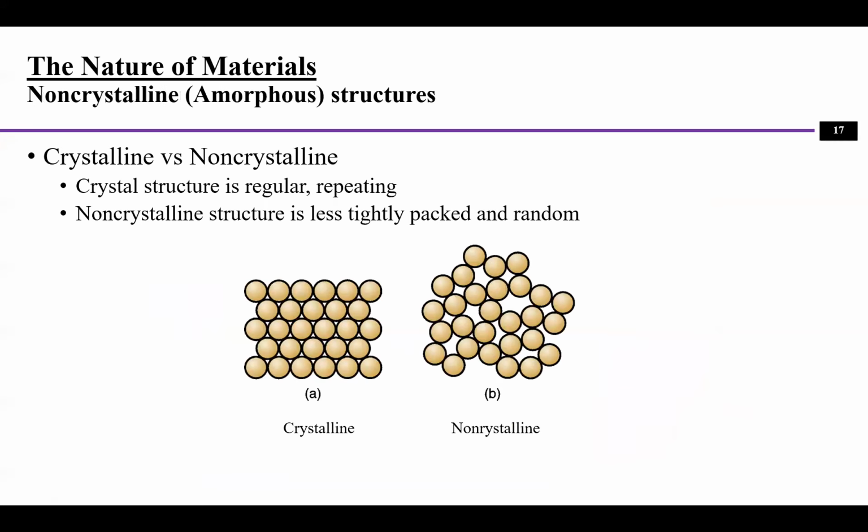We talked about crystalline structures, which have really regular repeating structures. There are also non-crystalline structures. Non-crystalline structures are less tightly packed, and they have more of a random pattern. For example, air, right? Air has a non-crystalline structure, and fluid also has non-crystalline structures.